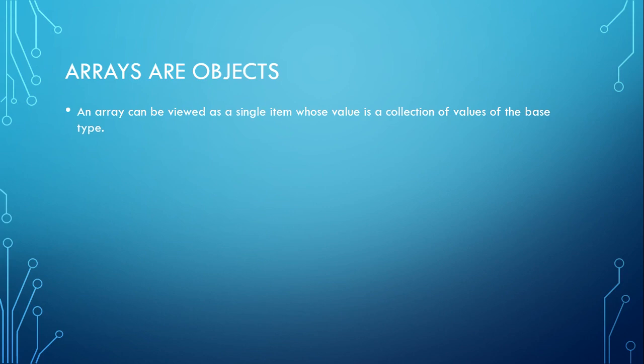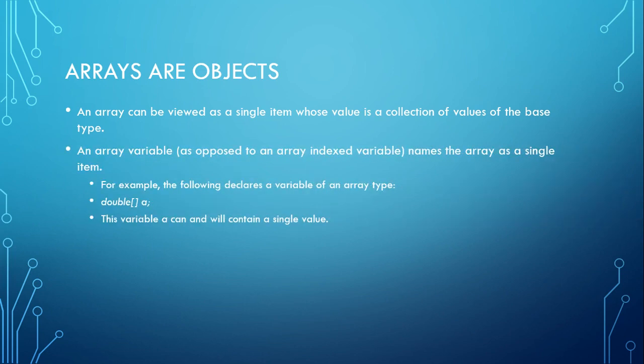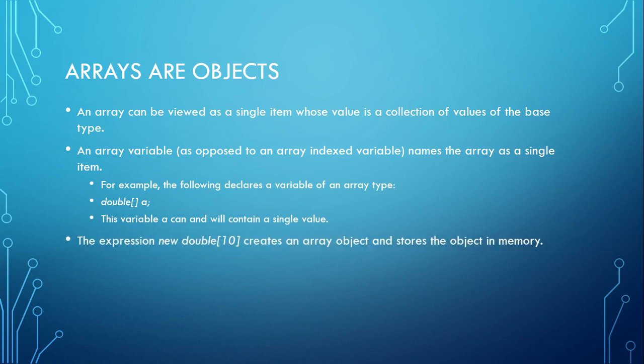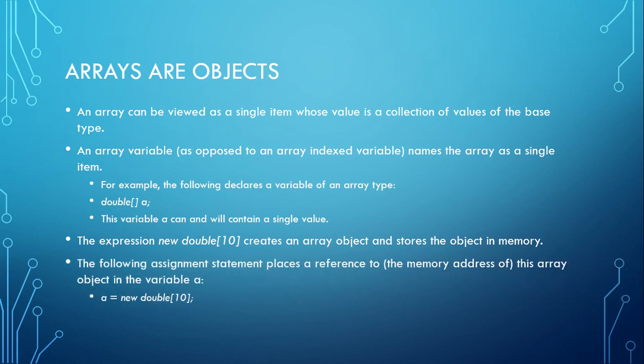Now, an array can be viewed as a single item whose collection of values is of the base type. That is the second viewpoint here. And an array variable, as opposed to an array indexed variable, names the array as a single item. So, for example, the following will declare an array of type double. So we have double[] a. This variable a can and will contain a single value. The expression new double[10] creates an array object and stores the object in memory. The following assignment statement places a reference to the memory address of this array object in variable a. So a equals new double[10].